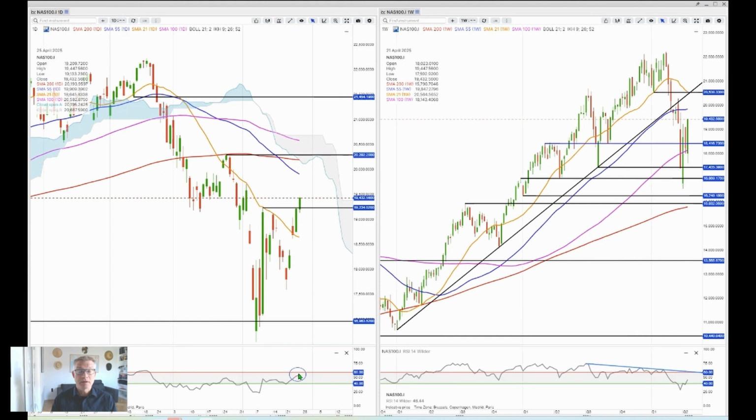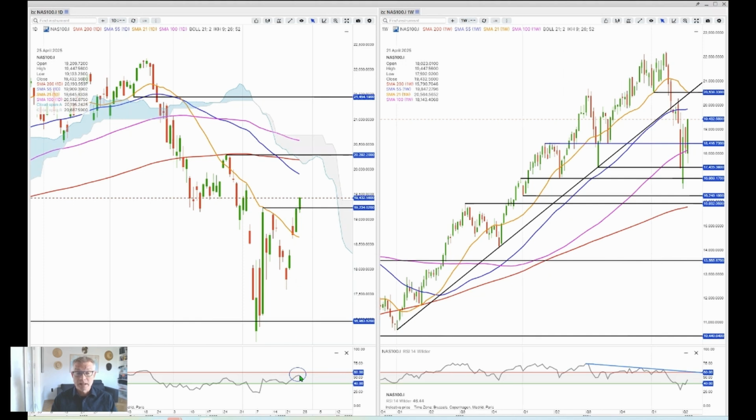If its RSI is being rejected at the 60 threshold, well, then we could see the index coming back under pressure. And we still have this dead cross here where the 55 moving average broke below and closed below the 200. So it will still give it pressure to the downside, and all moving averages are still declining. So let's see if we can actually get the index higher.